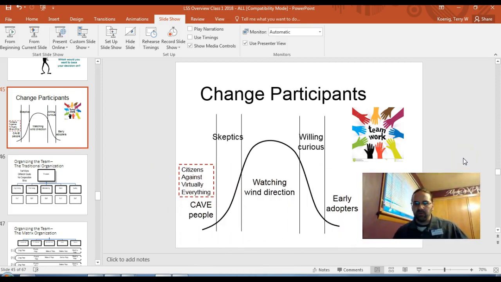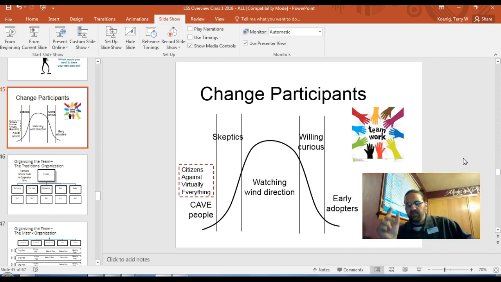So this is what you might run across, not on the team you pick, but when you're trying to pick a team. Cave people, citizens against virtually everything. We all know these people. We all have to tolerate these people. Then you move over, a little bit skeptical, right? And then you get a large chunk in the middle, just waiting to see which way the wind blows. Is this going to work, or are we going to fall back?